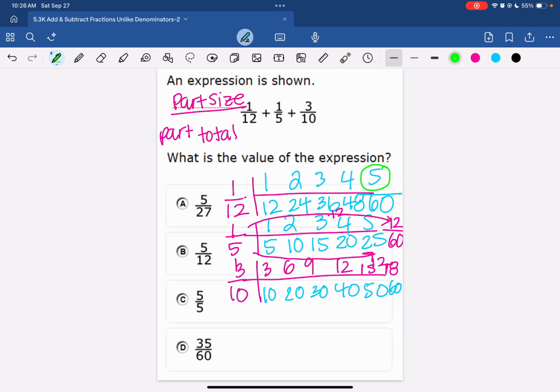So you have 5 over 60, 12 over 60, and then you ended up with 18 over 60. When you add all of them up, it's a total of 35 over 60, which you can see the answer choice is D. We'll keep going.